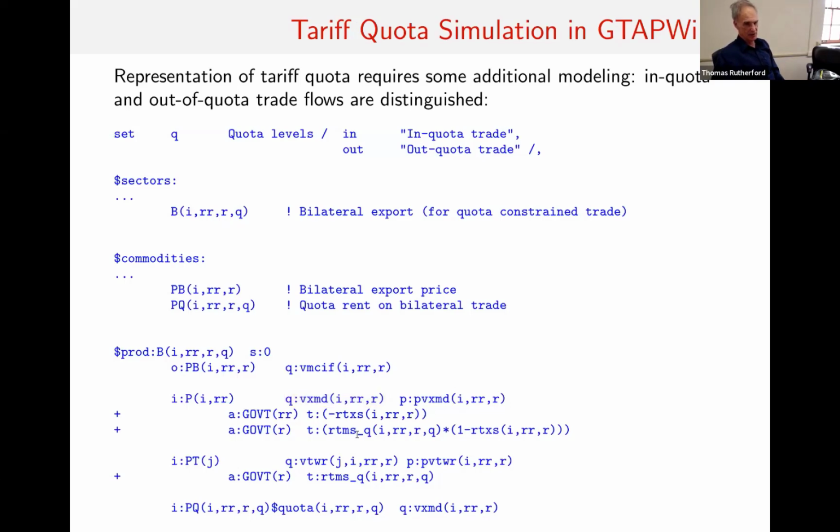And here I replace RTMS, the bilateral tariff, by RTMS_Q, because it's going to depend. I may apply a different tariff on in-quota and out-of-quota trade. That's where RTMS_Q is applied. And then the tariff also applies on the transport cost that's added to the trade. And then to capture the quota rent, if there is a quota, I have to put in a PQ activity that represents that quota. And so that gives me a way of capturing the quota. That's simply the way right now.